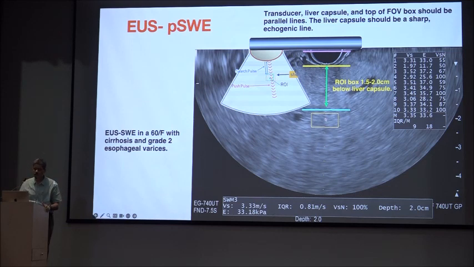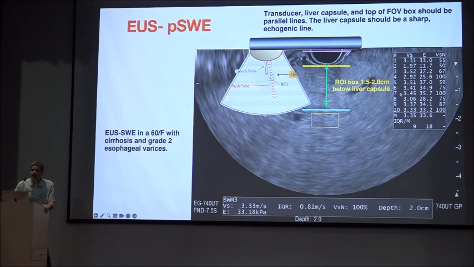So if you have a focused RFI here, shear waves go perpendicular, and then you have tracking waves which will tell you the velocity of the shear waves in this ROI, and the stiffer the tissue, the faster the shear waves will go, and then you can work backward from the velocity to calculate the elasticity modulus. So this is how you get a report.